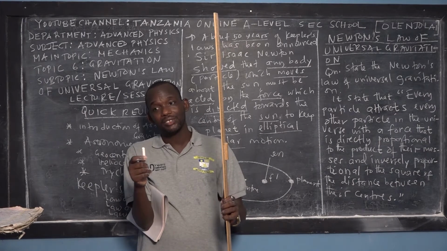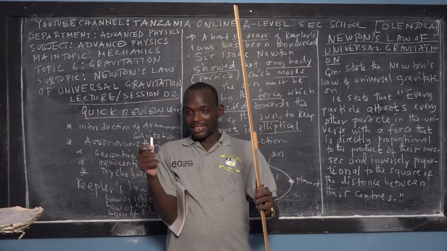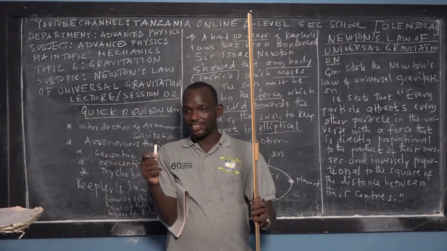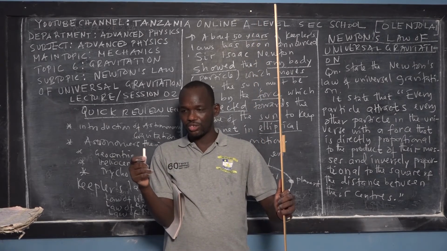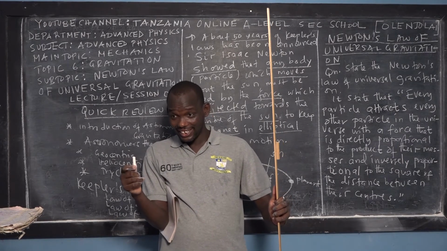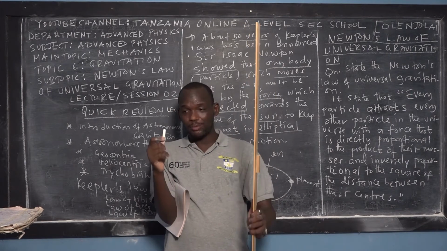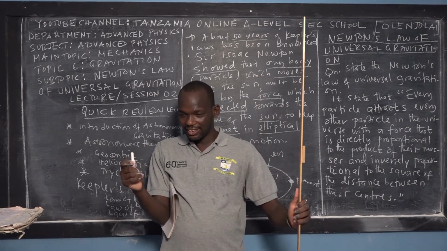After finding the square, he did a simple mathematical operation, division, dividing them. And then he found that as the distance increases, the force decreases, and as the masses of these particles increase, the force is going to increase.